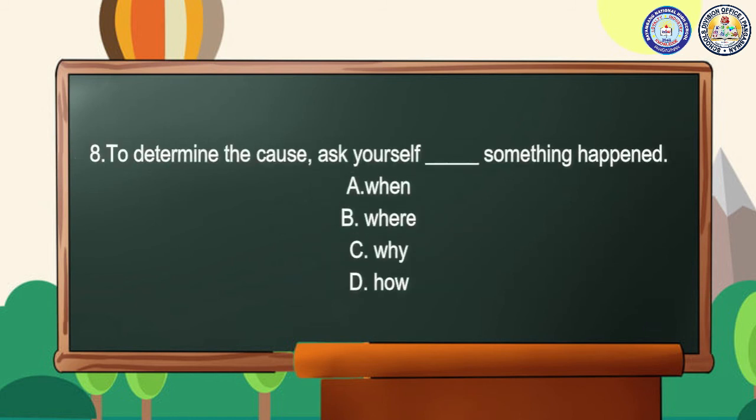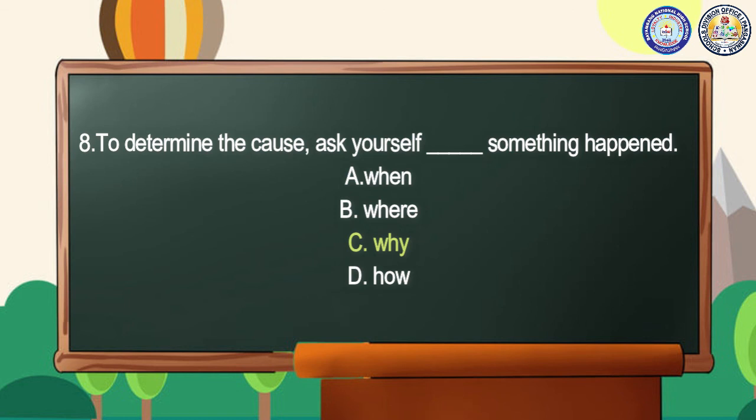To determine the cause, ask yourself blank something happened. A. When. B. Where. C. Why. D. How. The correct answer is C. Why.